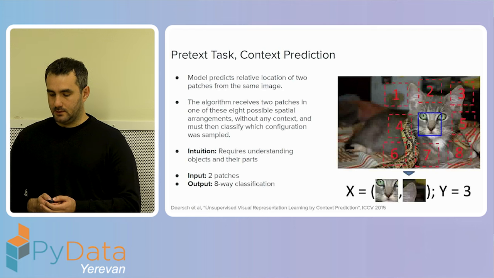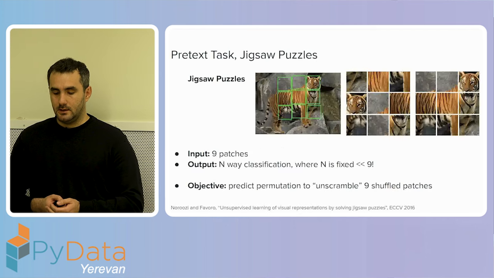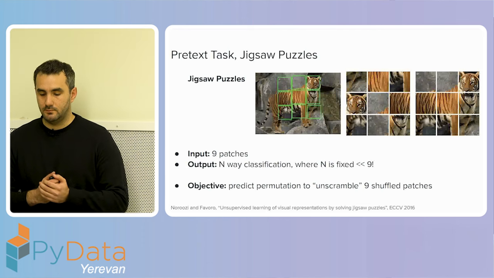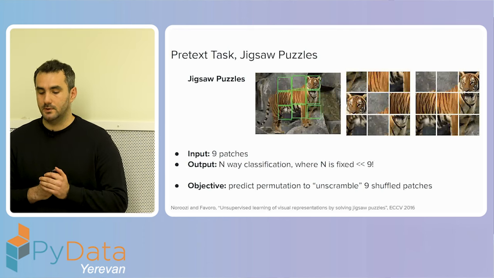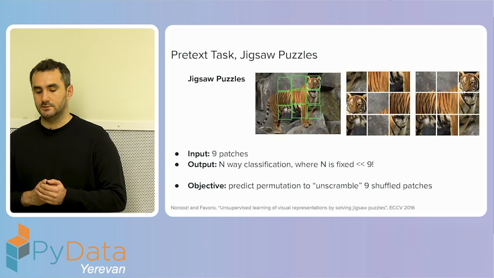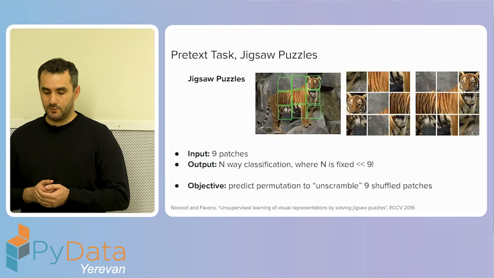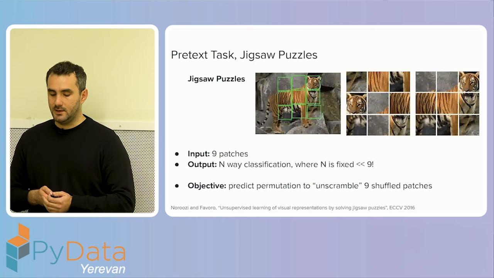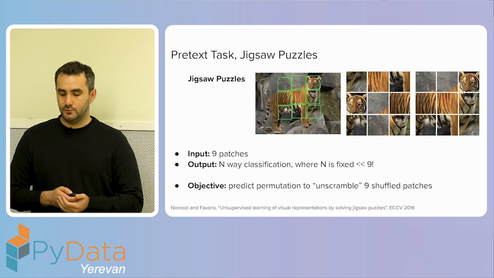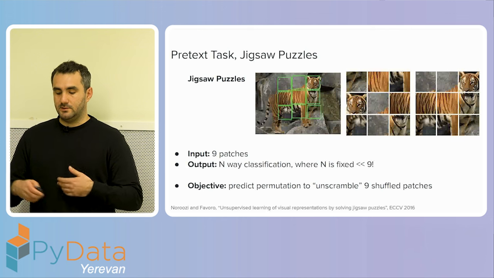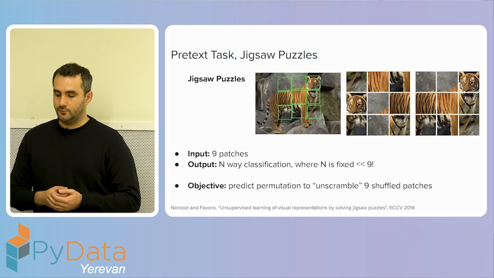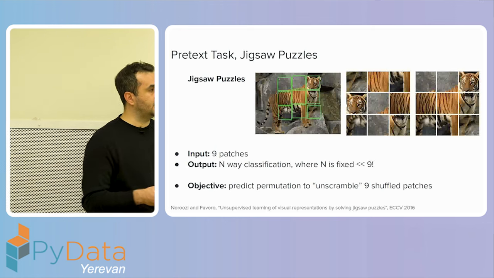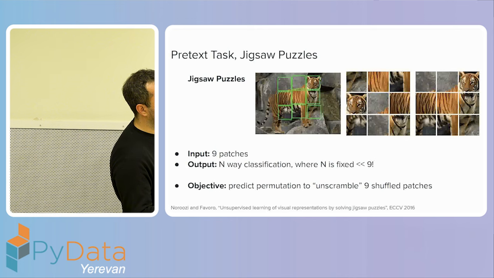Another one could be solving jigsaw puzzles. We can do the same thing, but it would be a bit more complex problem. Let's say now we take 9 patches from an image. They should be almost adjacent to each other. Then we can randomly permute them and ask the network to reconstruct the image, actually not the image, but this piece of the image that's cut into 9 patches.